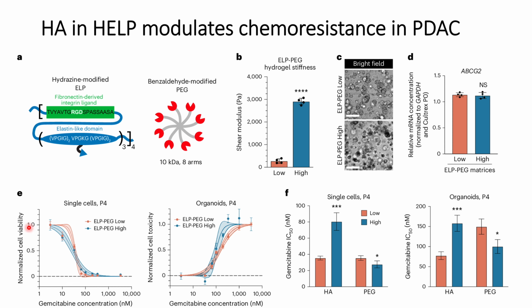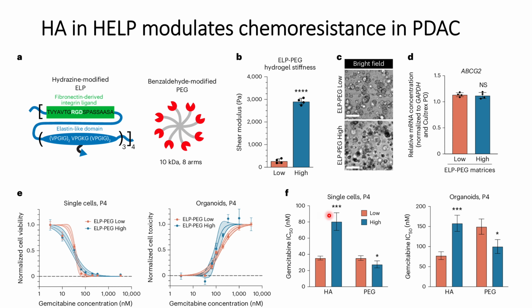Moving forward, they checked the impact of gemcitabine drugs on this modified PEG, the benzaldehyde modified PEG, and this ELP high condition. And they could see that both ELP PEG low and ELP PEG high, even after passage 4, do not show a significant change, both in the case of cell viability and also in the case of cell toxicity. The changes are not visible.